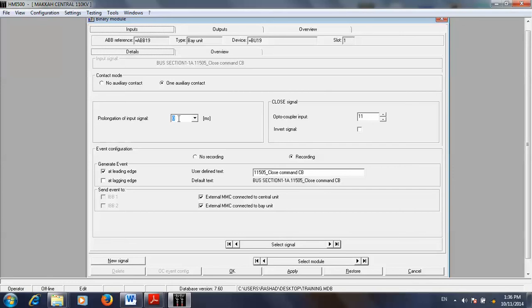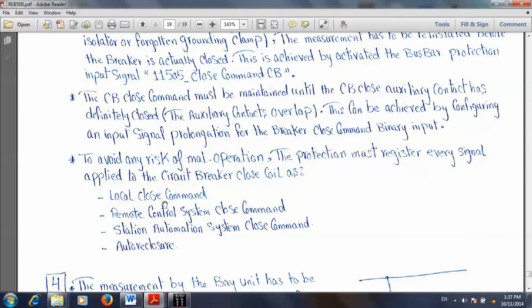So if I give the close command and remove my hand, for example, if the circuit breaker closing time is 60 milliseconds, I'll put here 100 milliseconds. Even if I give just a positive edge and remove my hand, the relay will consider that the binary input is still activated for 100 milliseconds, which is enough to be sure that the circuit breaker is actually closed.